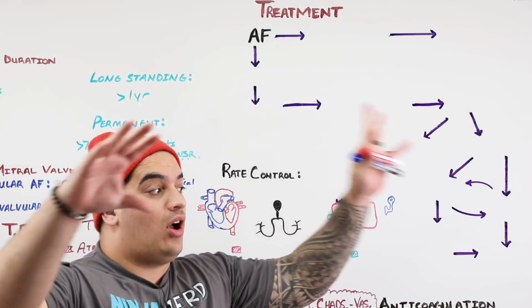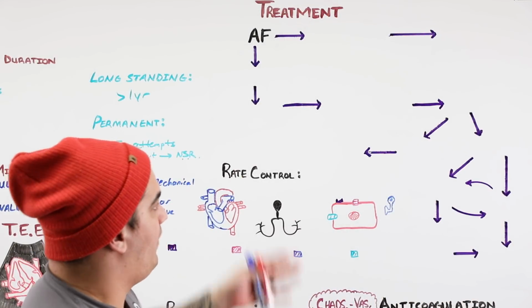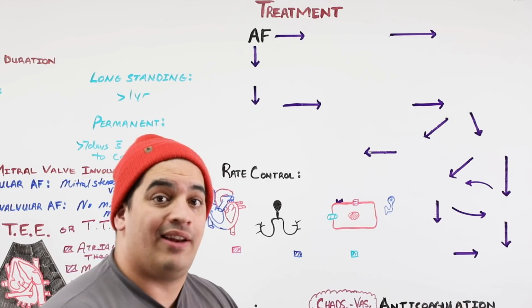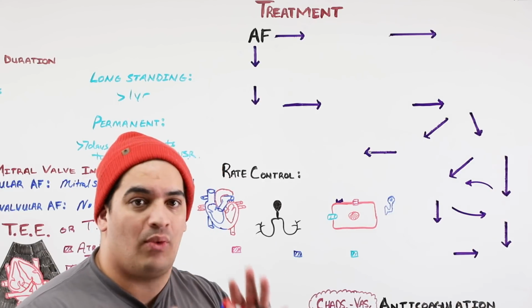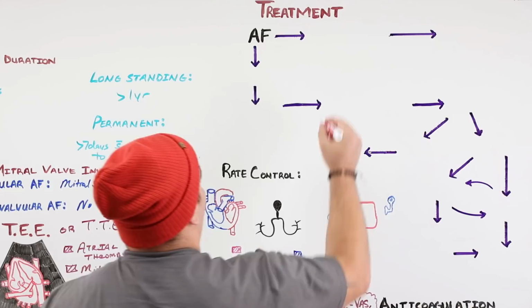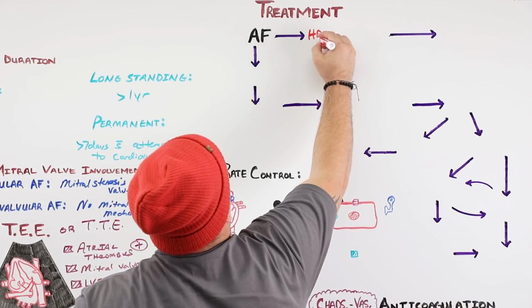All right, Ninja Nerds, let's talk about the treatment of atrial fibrillation. So we've established the diagnosis of AFib. Now the next question is, okay, how do we go about treating this? And first things first, most important is what is their hemodynamic status? So it goes back to that classification. Are they hemodynamically unstable? What does that mean?